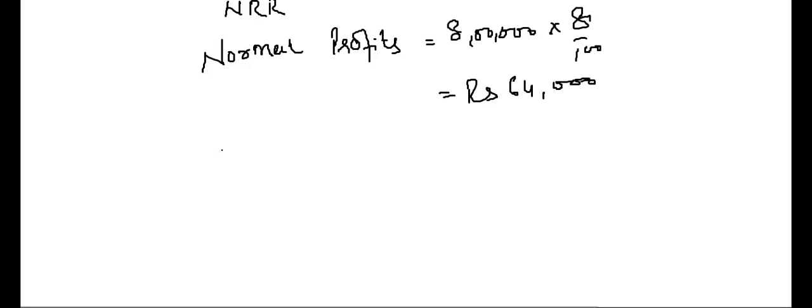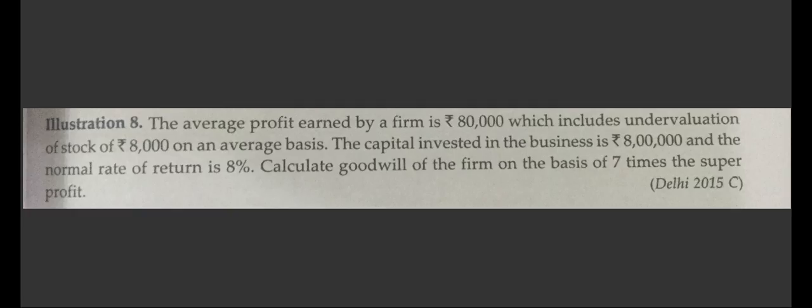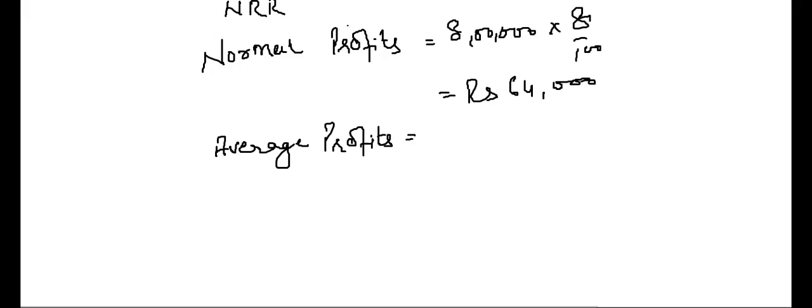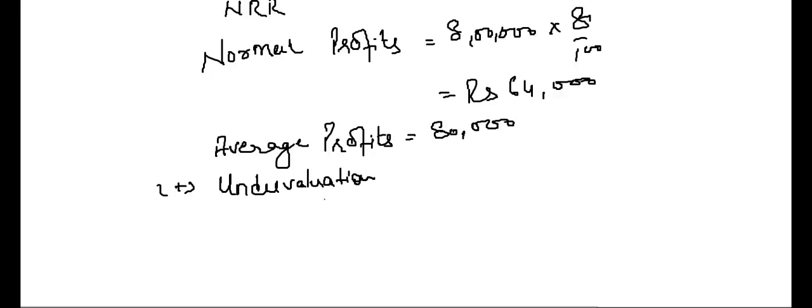Now see the actual average profits. How much we are given the average profits? Average profits are 80,000, but there is an undervaluation of stock of 8,000. That means the actual profit should have been up by 8,000. 80,000 add back undervaluation of stock. This is 8,000. So the actual profits are 88,000.